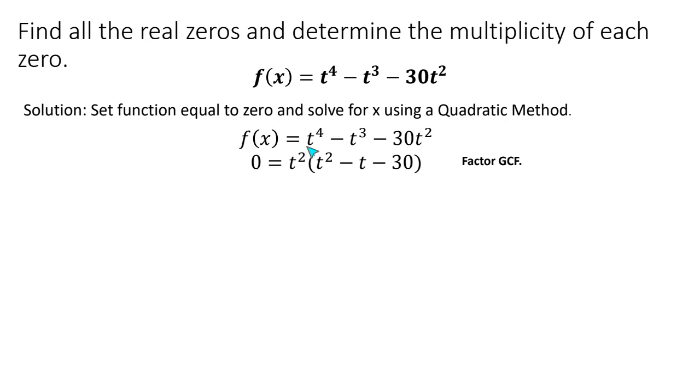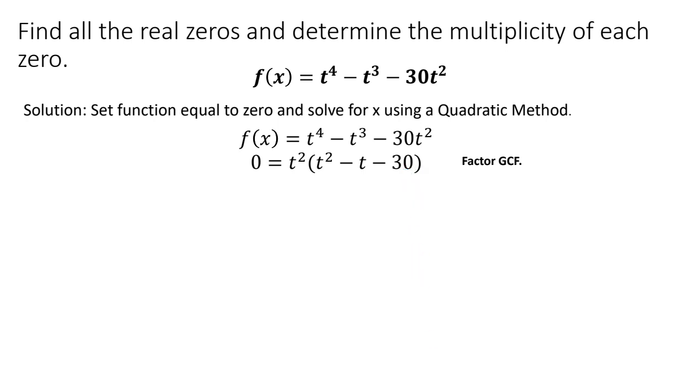And then you want to ask yourself, do my 3 terms have anything in common? And if so, we want to factor that out. So they all have a t squared in common. So I'm going to write t squared out here. So t to the fourth, if you factor out a t squared, you're going to be left with t squared. T cubed, if you factor out a t squared, you'll be left with 1t. And then negative 30t squared, if you factor out the t squared, you're left with the 30.